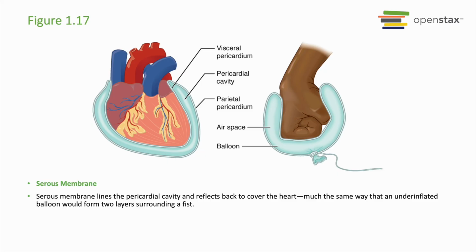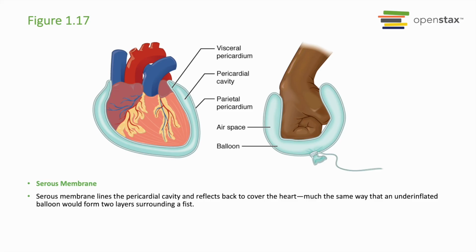The pericardium has 2 layers because it folds over itself in the shape of the letter U. The inner layer that borders the heart is the visceral pericardium, while the outer layer is the parietal pericardium. The space between the 2 layers is called the pericardial cavity. The heart sits in the cavity much like a fist punching into a balloon.